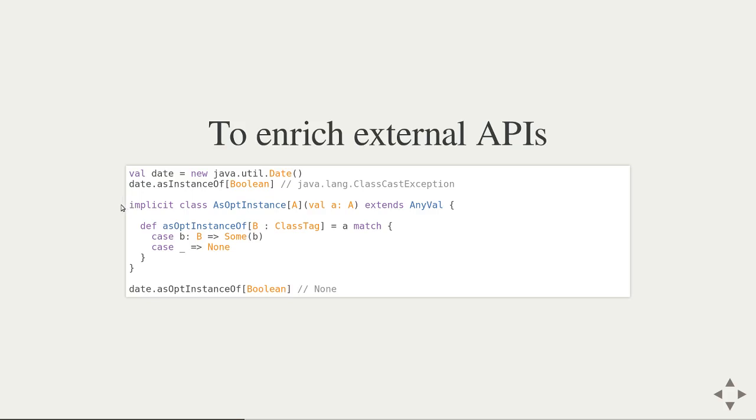And I do that by creating an implicit class which takes an A of any type. In this invocation, A is a date, and then it defines a function called asOptionalInstanceOf, or asOptInstanceOf. Now I can call that on dates, on strings, or on some case class that I created, because A is an unbounded type, so I can call it on anything.